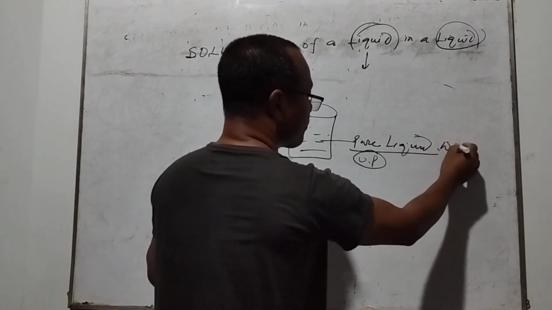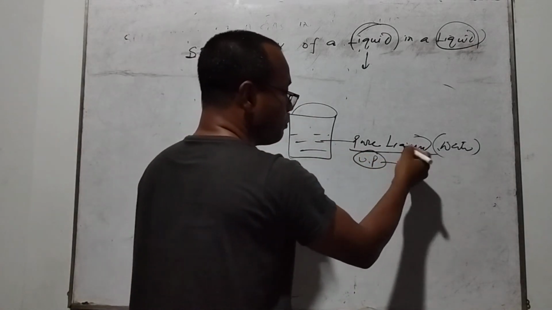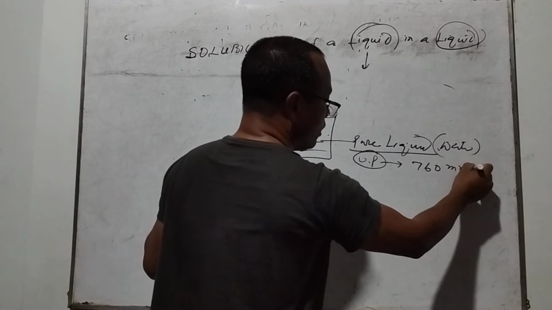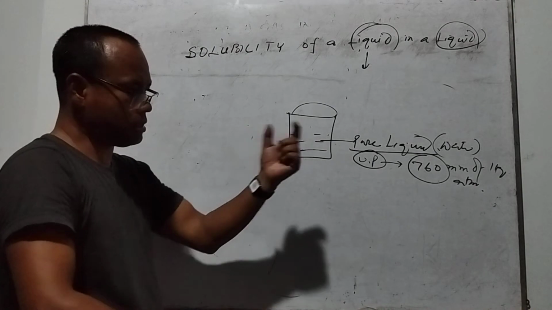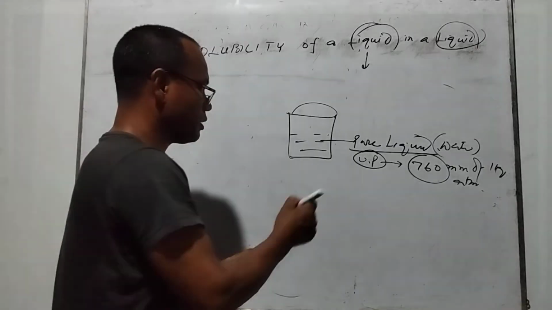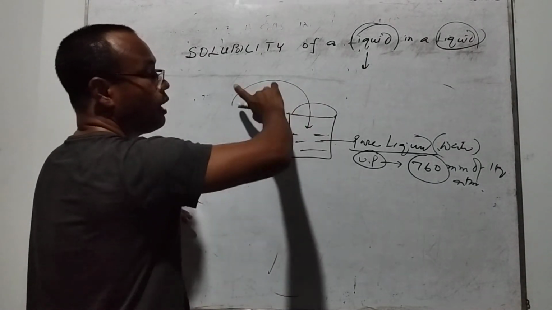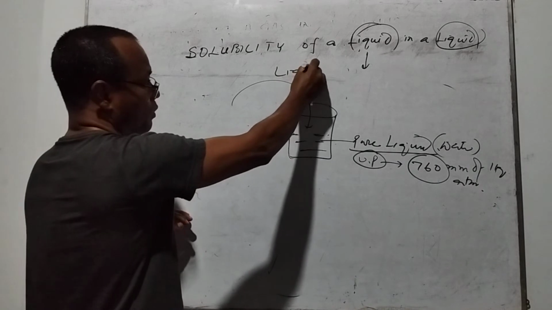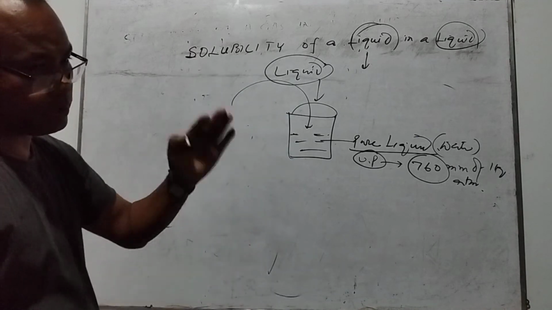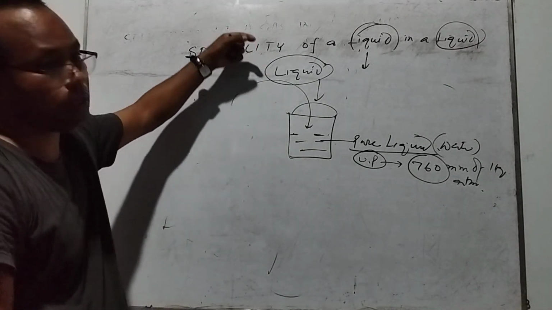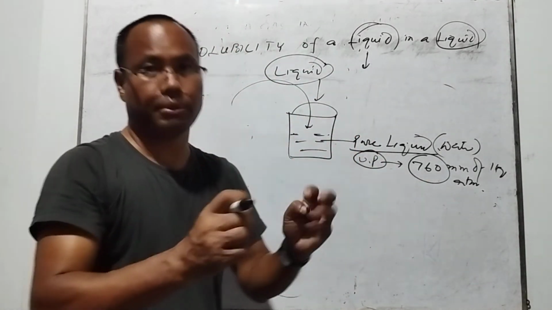Say for example, pure water. What's the vapor pressure of the pure water? That is 760 millimeter of mercury. That means 760, right? So this is the vapor pressure of the pure water. Now, when we add another liquid, so that is another liquid, not water. When we add another liquid, different liquids have different vapor pressures.